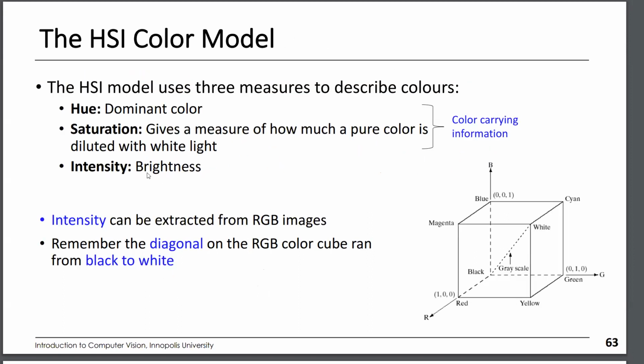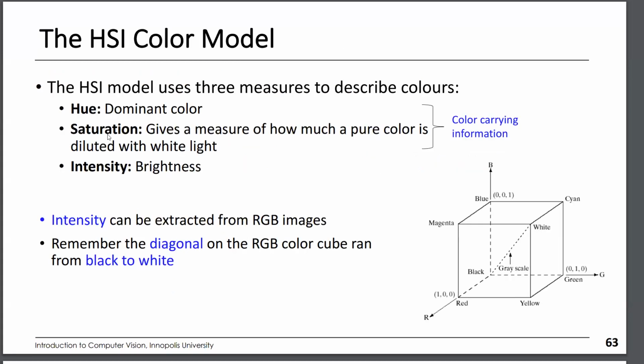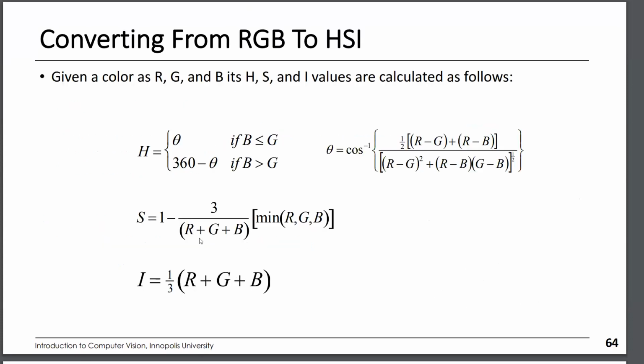For the intensity, or the brightness, basically what we are doing is taking the average of all of them. Here we have the saturation, which is a measure of how much a pure color is diluted with white light. Basically, it's 1 minus 3 divided by the sum, multiplied by the smallest of the 3 channels.